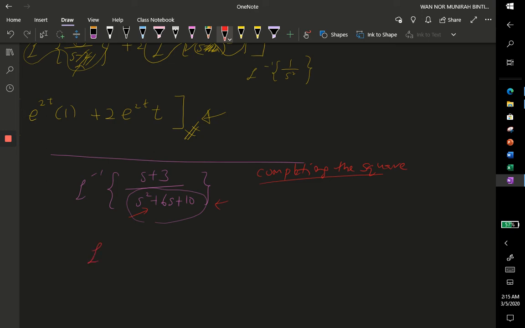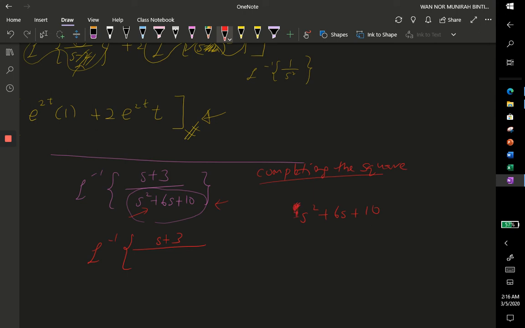So now, if I look at the denominator, I will find that I will get decimal places when I try to factorize normally. So I have to apply completing the square to factorize this one. I have s square plus 6s plus 10. So how to complete the square for this function? Make sure that your coefficient of s square is 1. This one is already 1.